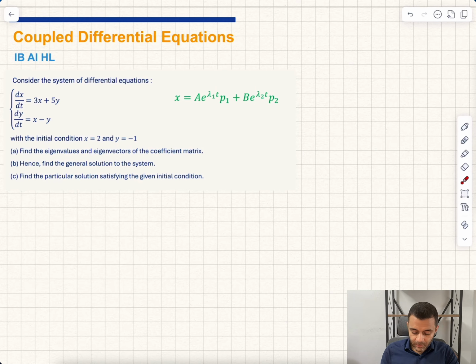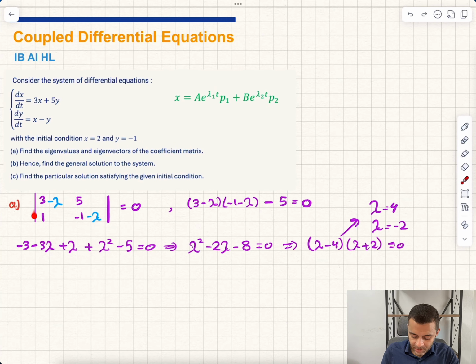So here we have a system of equations. We need to find the eigenvalues and eigenvectors. Now here, to do it first, we will have the matrix, which is, by the way, as you see, 3, 5, 1, -1. We put it here in a determinant form like this. We put only the coefficients of x and y, 3, 5, 1, -1, as you see here. But of course, as we know, when we find eigenvalues, we subtract lambdas only from the main diagonal like this.